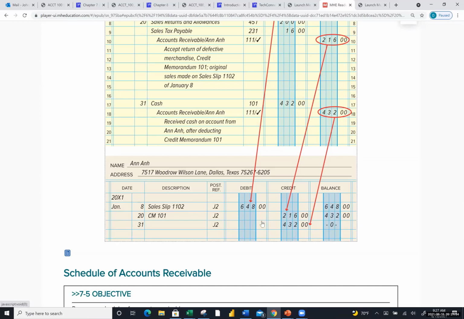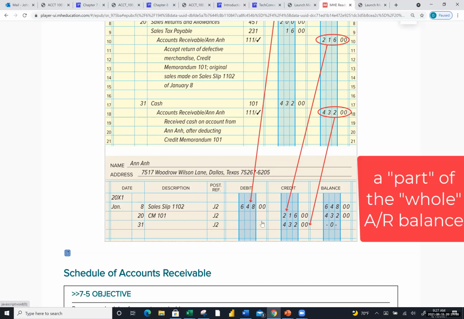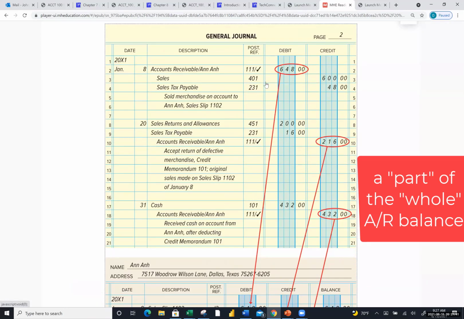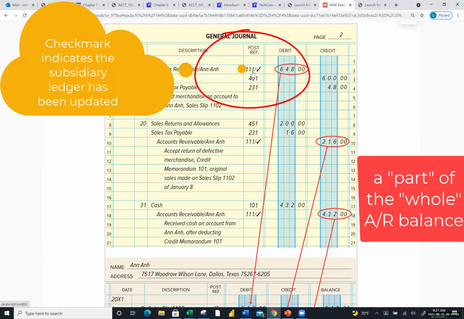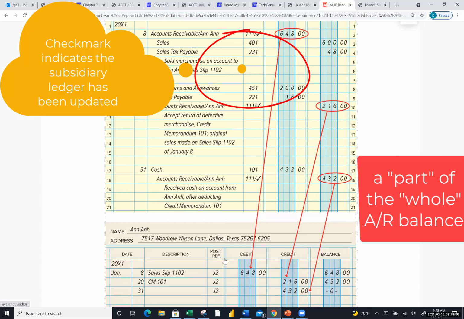So this is a part of the bigger accounts receivable picture. What you're going to see on these postings here is something you haven't seen before. It's that little check mark. And that little check mark means not only have we updated accounts receivable in the general ledger like we've done for 6 chapters now, in addition to that, we've also updated a specific customer's card. In other words, her card here is part of the bigger accounts receivable balance.